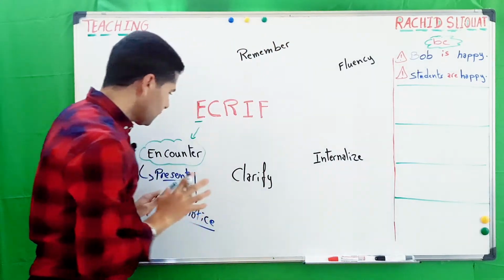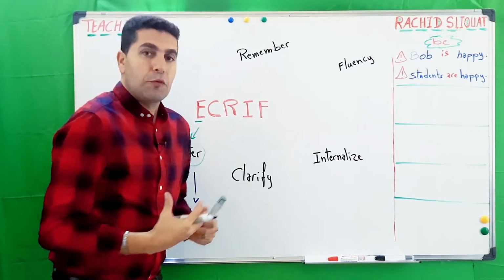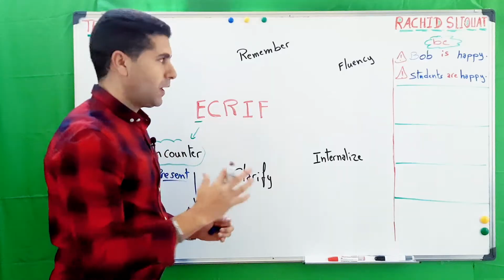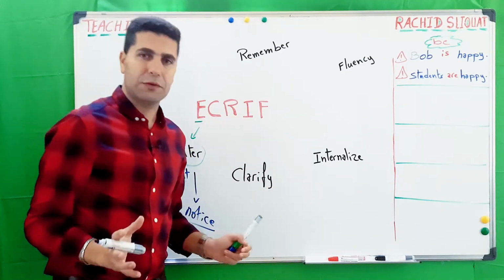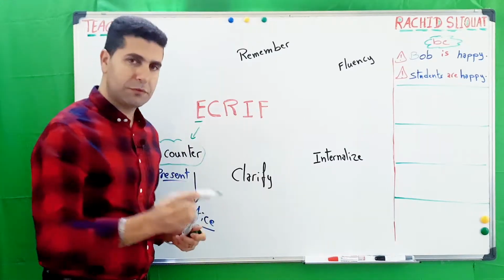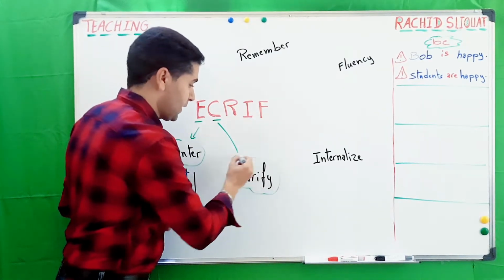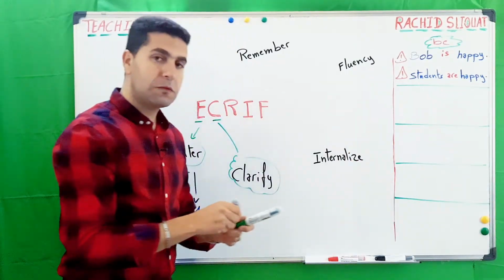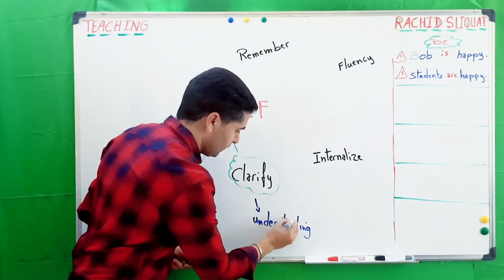Okay, so this is step number one, which is encounter, which means to provide your students with the new language item, either, as I said before, through pictures, texts, dialogues, or sentences, as you can see here. Number two is C. So C stands for clarifying. So after presenting this, we move to another step, which is understanding.